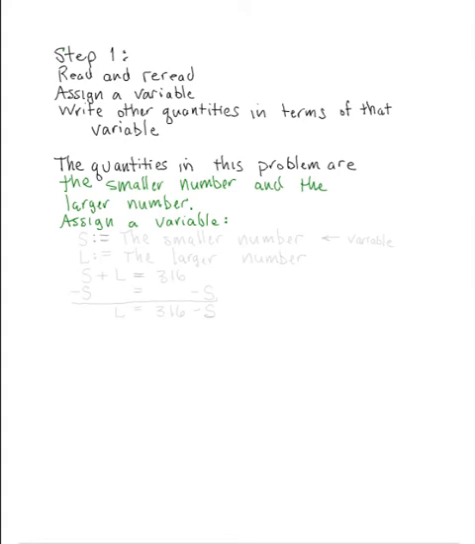So we'll write that the smaller number will be represented by the variable s, and I'm going to write a colon and an equal sign here, and that symbol means is defined to mean, or is defined to represent. So s is our variable, and s represents the smaller number.